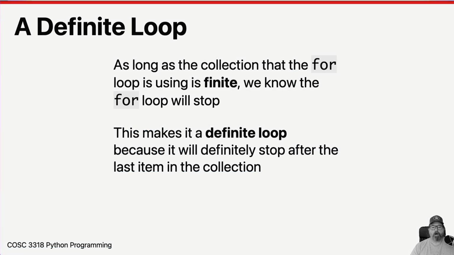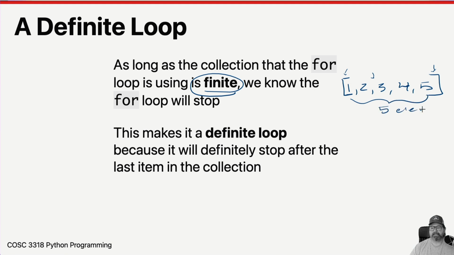So as long as the collection for the for loop is finite, and we saw some of those, we saw 1, 2, 3, 4, 5. This is a list literal. It has the square bracket, a comma separated list of values, and a closed square bracket. It has 5 elements in it. So we know it's finite. It's not infinite. We know the for loop will stop after looping 5 times. This makes it a definite loop because we definitely know it's going to stop.